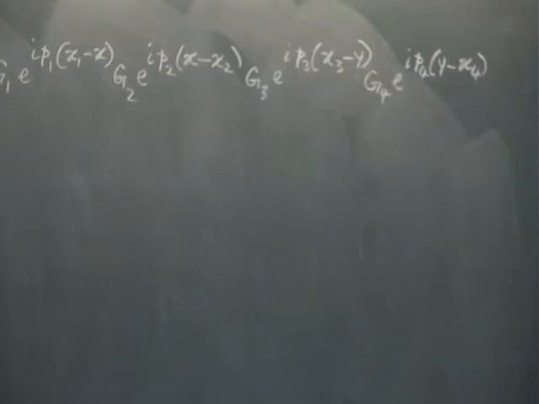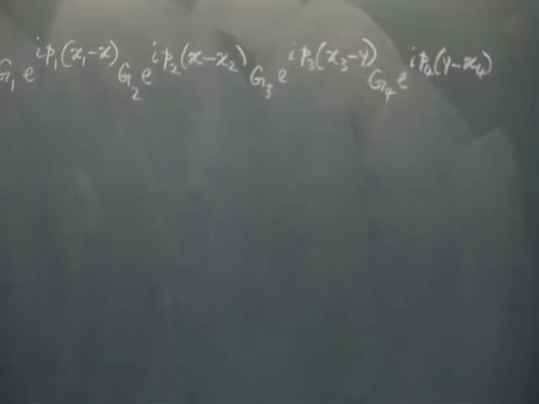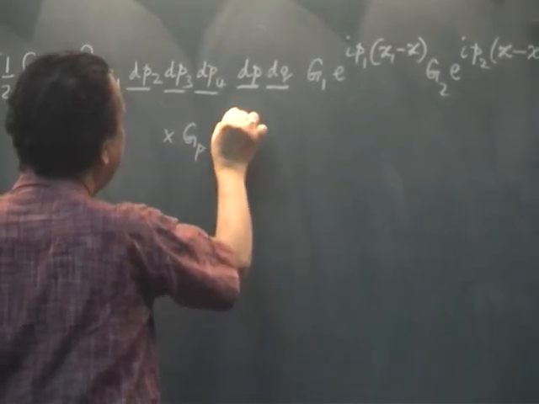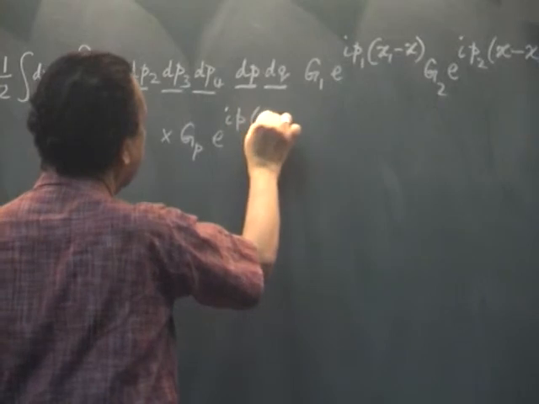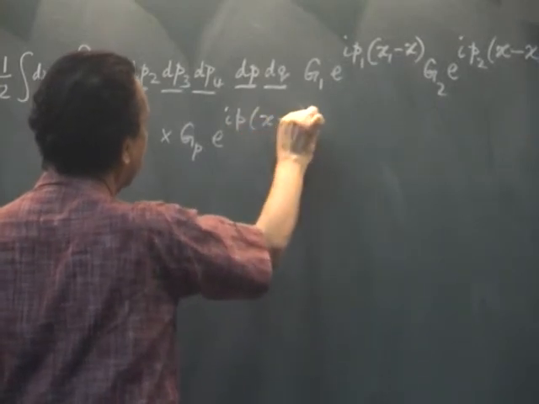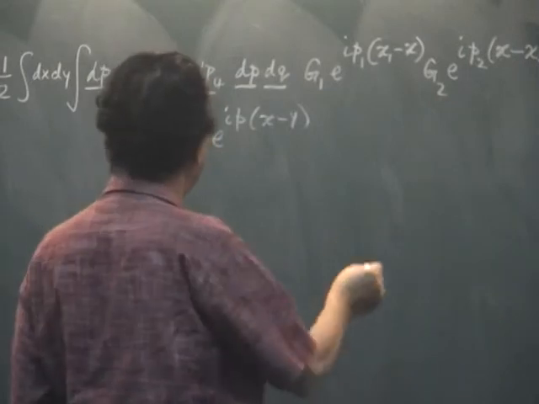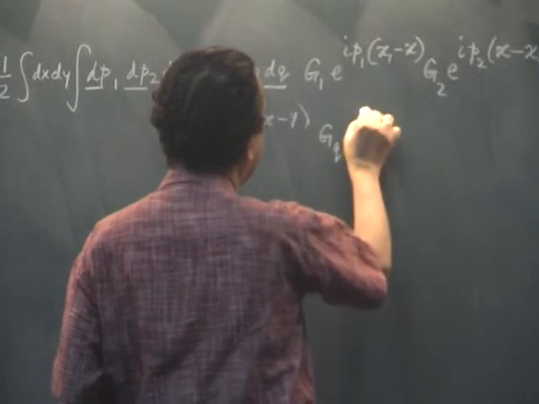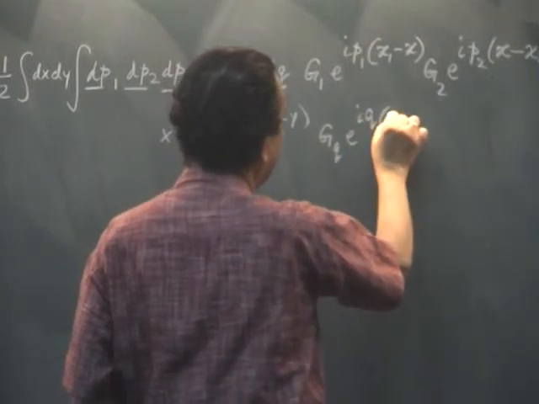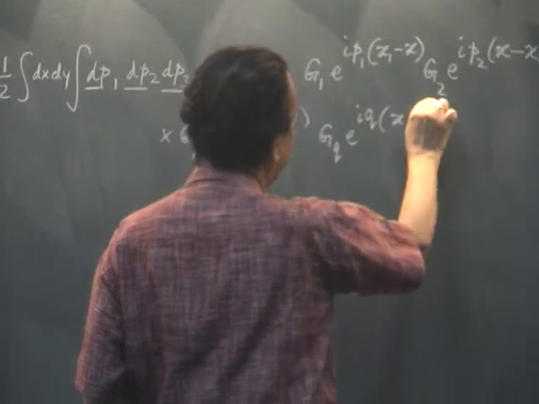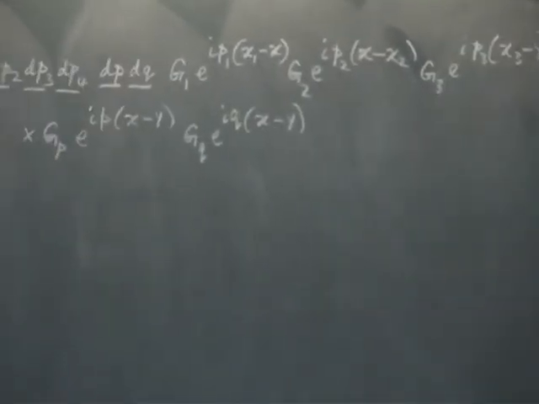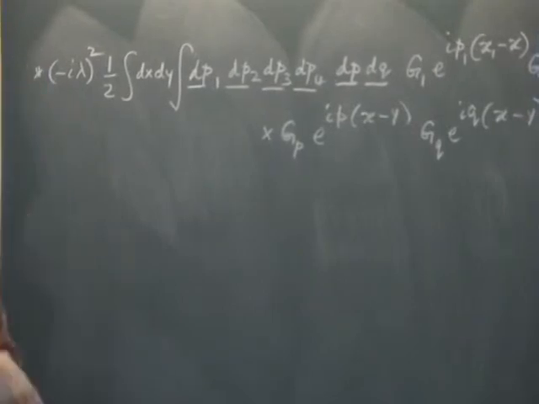Then I have two more, which I have called g of p, g_p e to the i p (x minus y). Then let me write the next one, which is g_q e to the i q (x minus y). This is what we want to compute. So let us see what all we have. We have an integration over x and integration over y. So let us do that first.